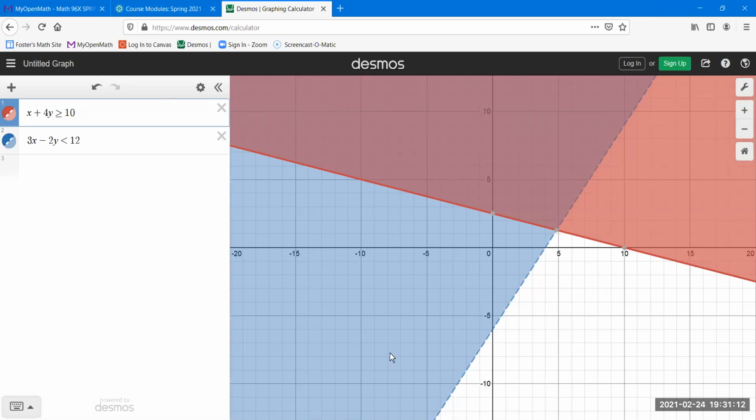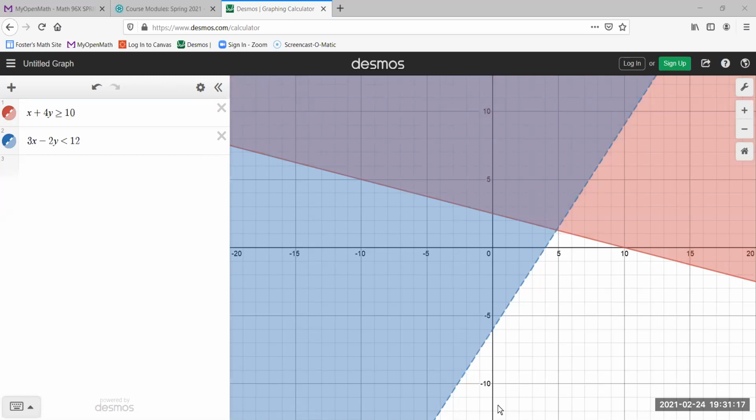So we are now, why can't I see it? There it is, new share.